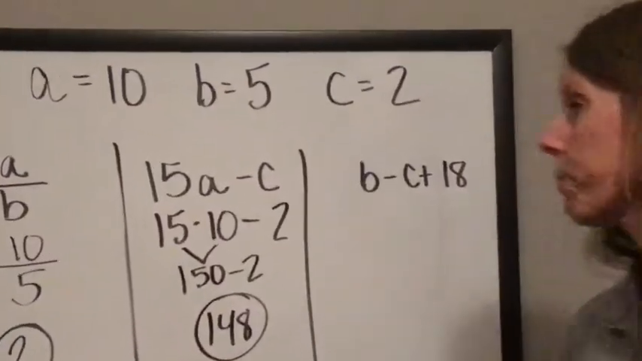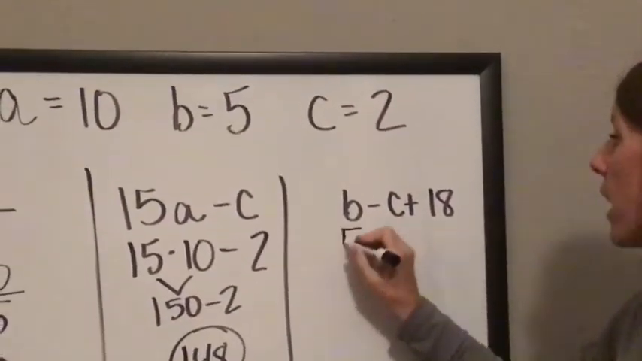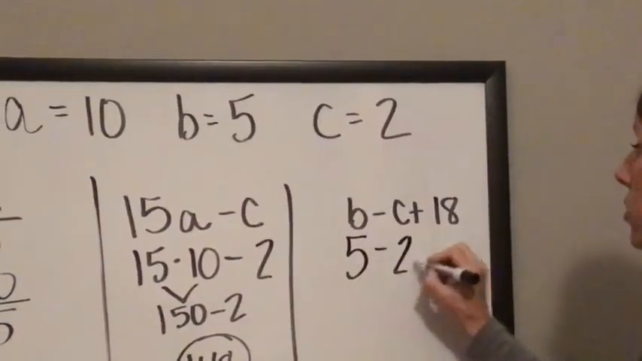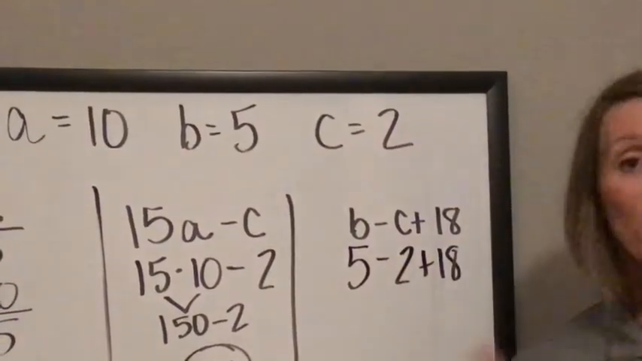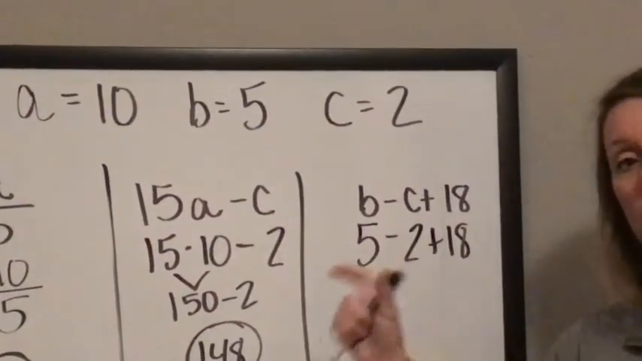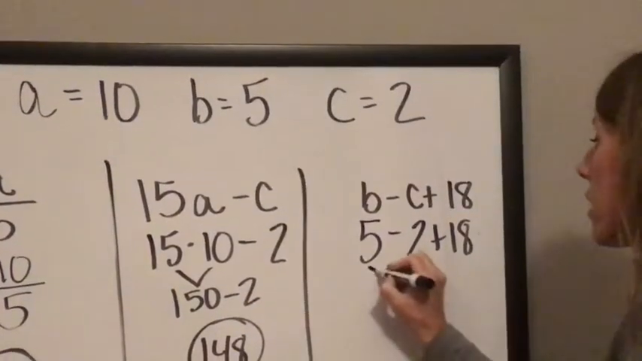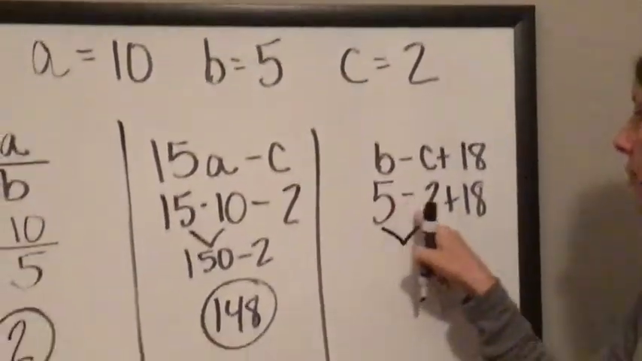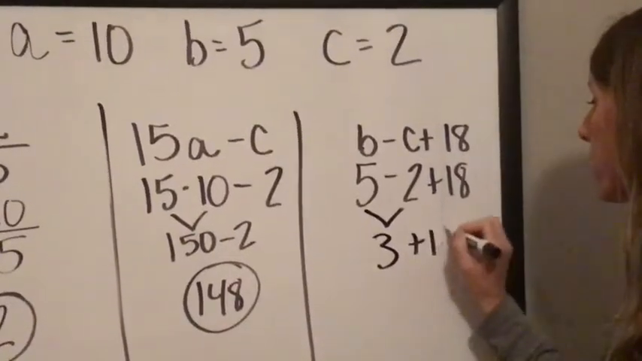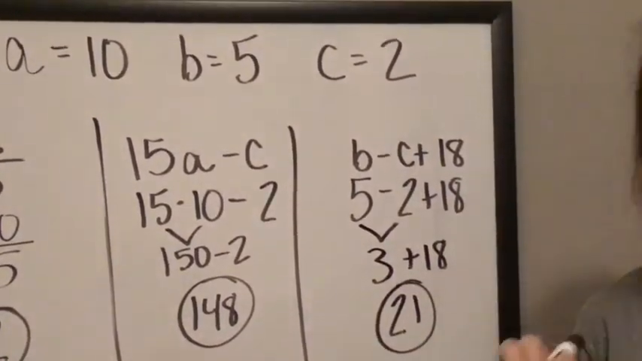148 for that one. All right, the last one, B is 5 minus C is 2 plus 18. Now remember on this one, it's not always add before subtract, even though the A comes before the S in PEMDAS. It's add or subtract, whichever comes first, left or right. So this actually comes first. So 5 minus 2 is 3, and then 3 plus 18 is 21. So hopefully you got those right.